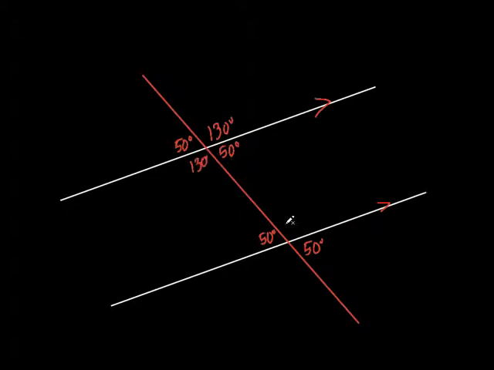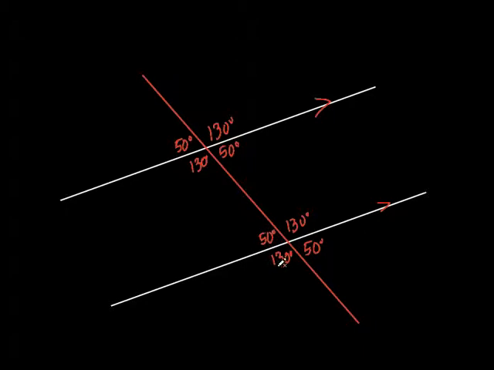What about this one? Yeah, and this is 130 for several different reasons. It's supplementary to the 50, right? It's the same as this corresponding one right here, isn't it? It's supplementary to this 50 because they're consecutive interior angles, right? There's lots of reasons why that's 130. And then this has to be 130 as well. Same thing, right? Vertical angles.